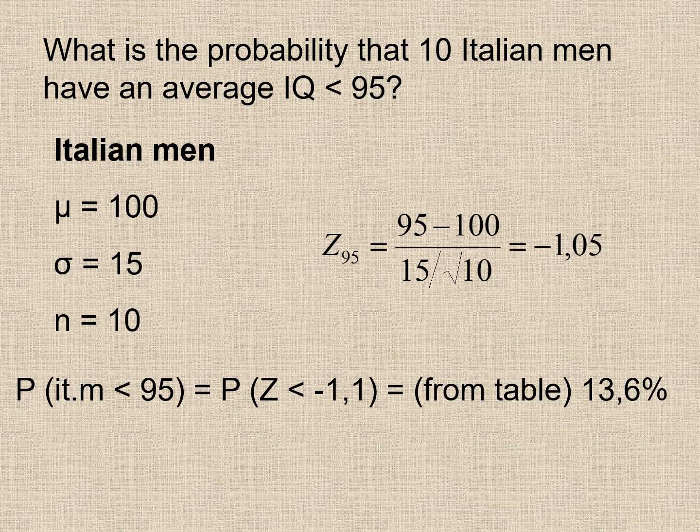The probability for 10 randomly selected Italian men to have a sample mean less than 95, given that the population mean is 100 with a standard deviation of 15, that probability is estimated to 13.6%.